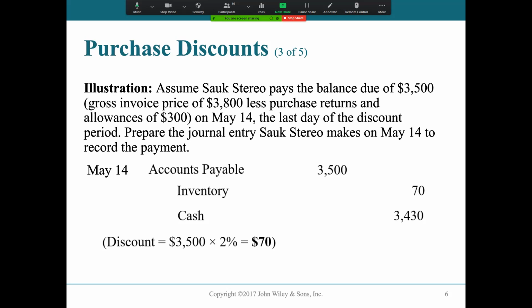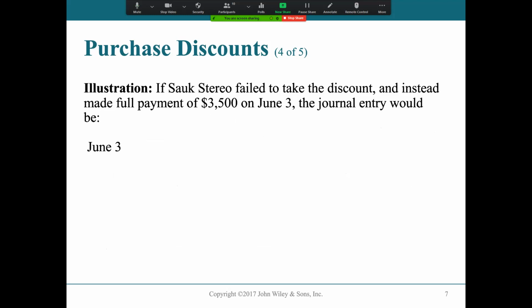Okay, so whenever we pay something within the discount period, it's going to look like this, where our accounts payable will go down by the full amount we owe. The cash account will go down by the amount we owe less the discount, and then the discount will be a credit to our inventory account. Always the same process. So if Sox Stereo failed to take the discount and instead made the full payment of $3,500, it would just look like this, where we debit accounts payable and we credit cash for the full amount.